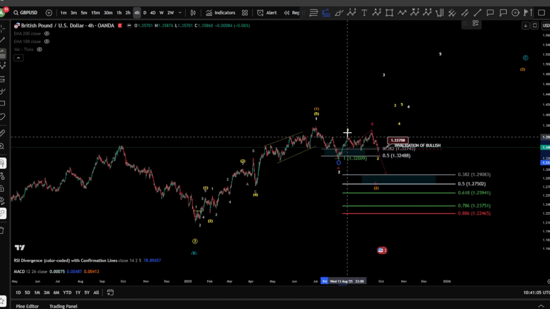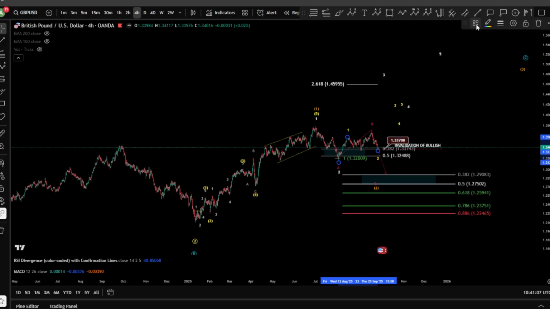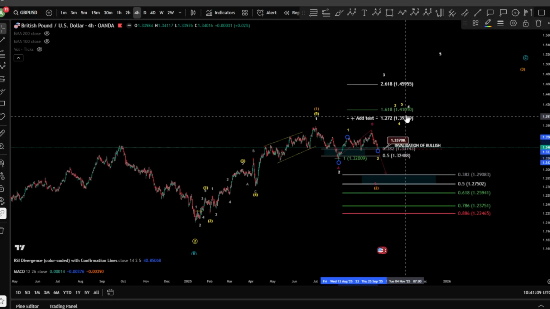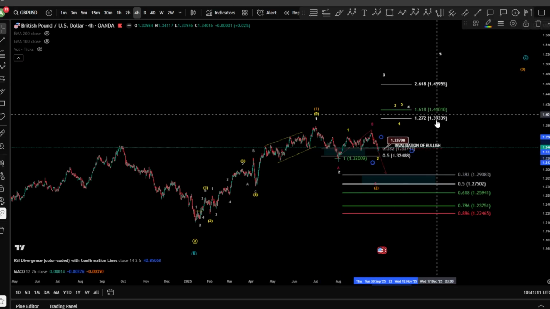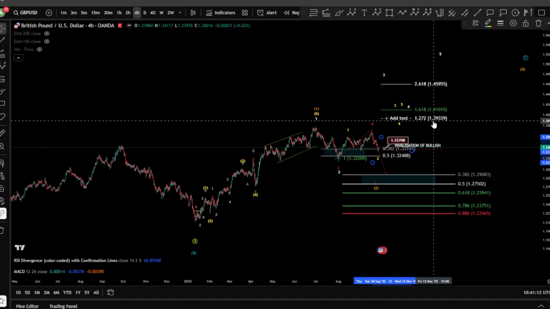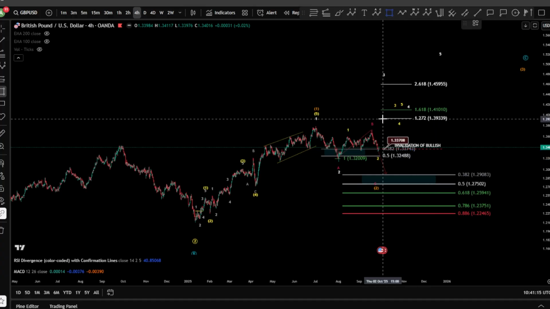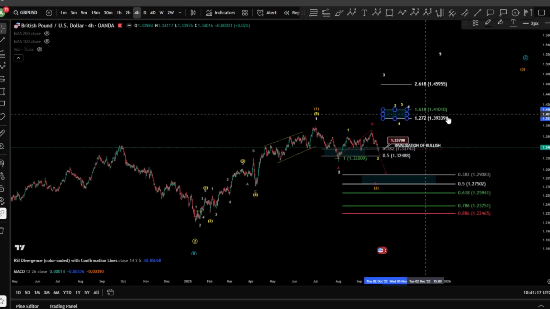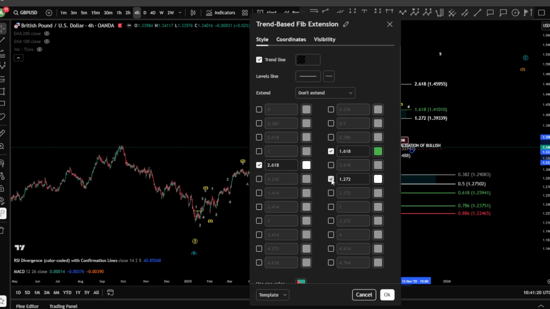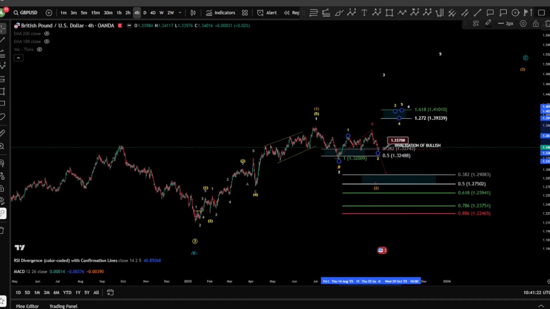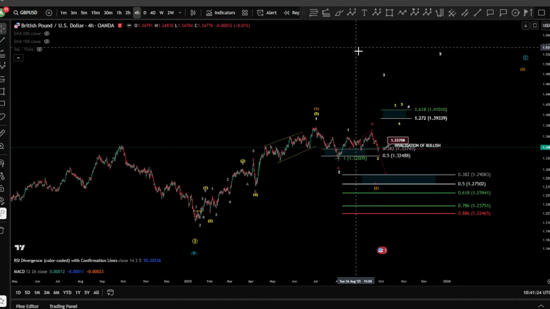And that means if this unfolds, our next target might be around this 1.618, 1.27, $1.41, $1.39 for a wave 3. So we're going to see what's going to happen on Monday for the GBP again.